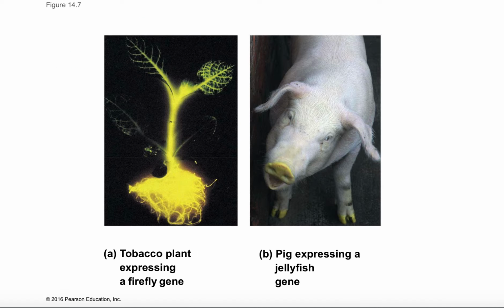Okay? So here we have an example of a tobacco plant expressing a firefly gene. And here you have an example of a pig expressing a jellyfish gene. And in fact, viruses take advantage of this because some viruses can insert their DNA into our cells and have our cells start expressing their viral genes and start making proteins that the virus needs to replicate, for example. And we'll learn more about that when we learn about viruses in the next unit, basically.